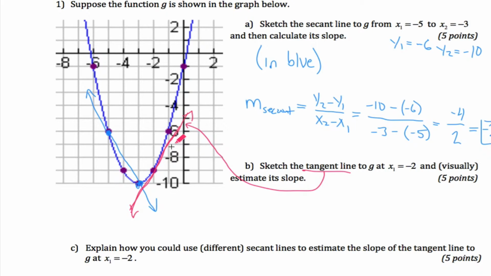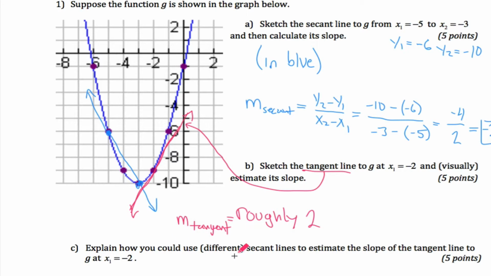It looks to me like it goes up by 2 every time it goes over by 1. Might be close to right. If you say it goes up by 3 every time it goes over by 1, that's fine. If you say it goes up by 1 every time it goes over 1, you probably could even get away with that. If you say it's 0, if you say it's negative, no, that's not going to work. Roughly 2. m tangent equals roughly 2. Make sure you put a positive number in there. If it's not exactly 2, that's fine, as long as you knew what you were doing there.